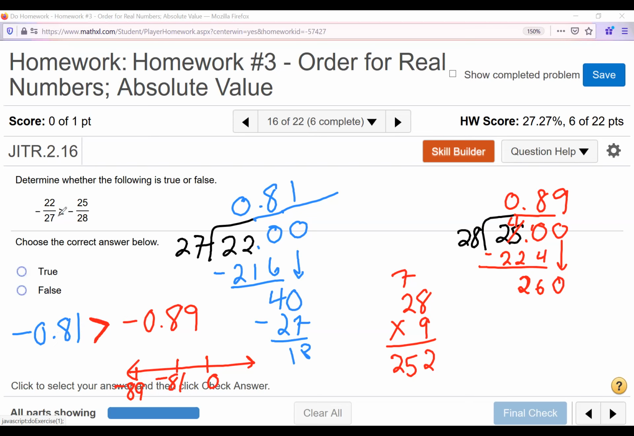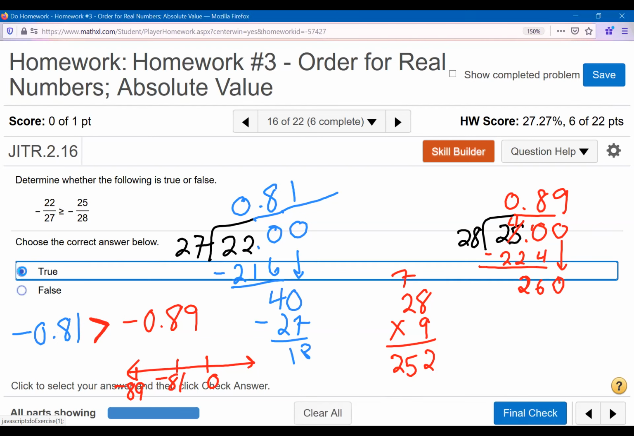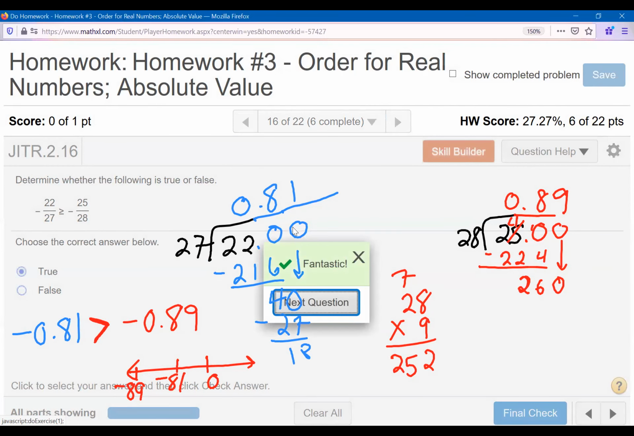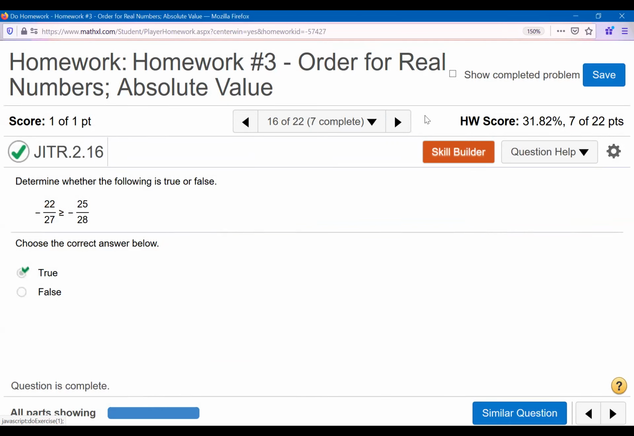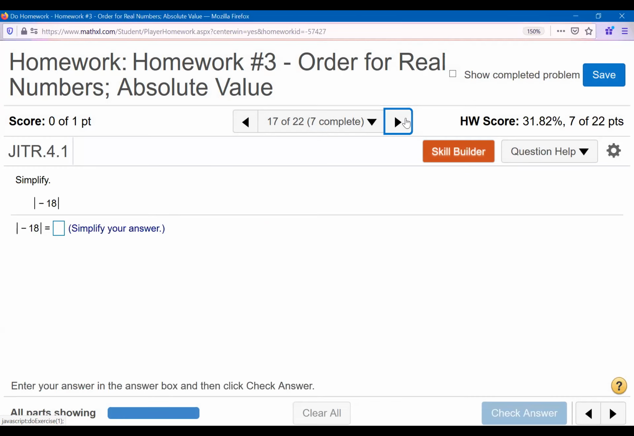Okay, so back to the original problem. We had this greater than or equal to symbol. Now, clearly they're not equal, but this fraction is greater than the other one. So after all that, I think I'm going to say true for that one. All right, so lots of work for a true-false question, I know. But I hope I'm making it clear. I don't want you to just randomly guess. You want to be sure.